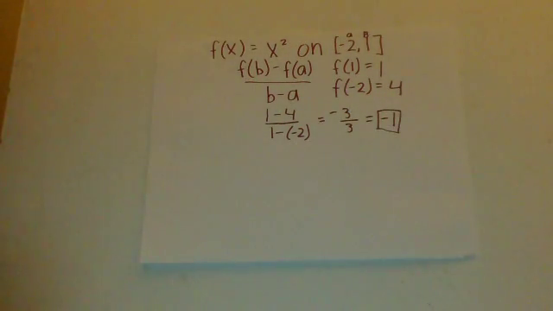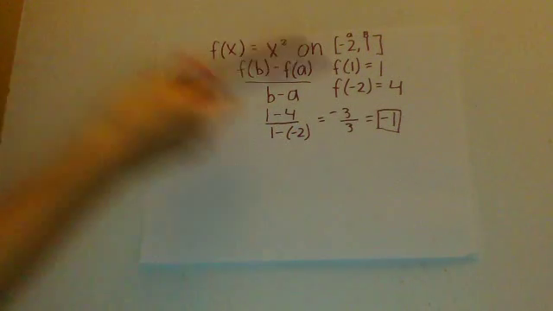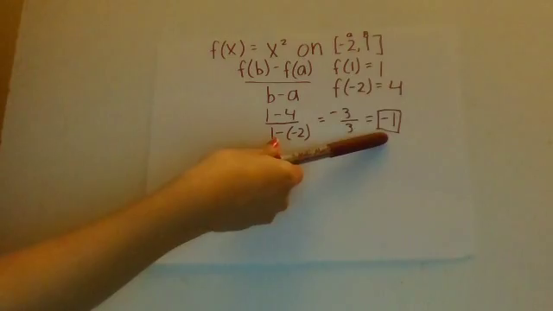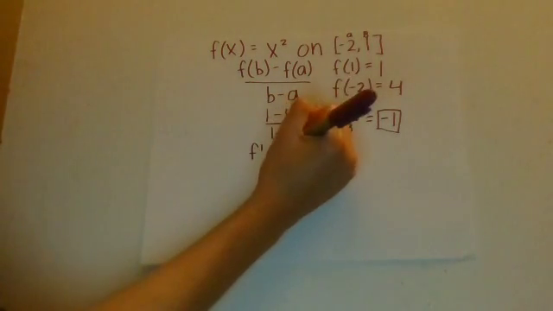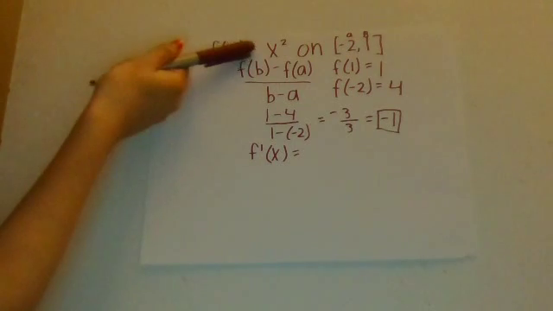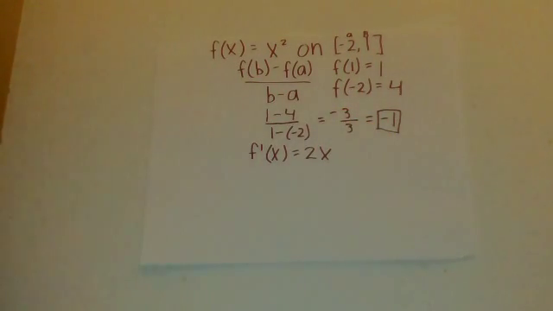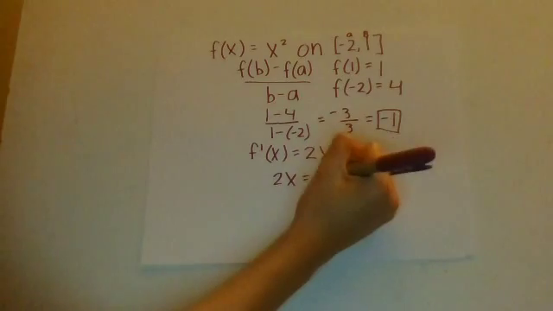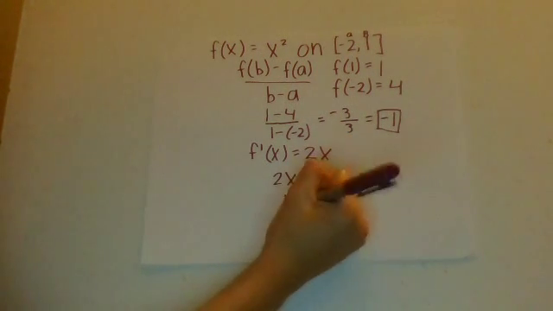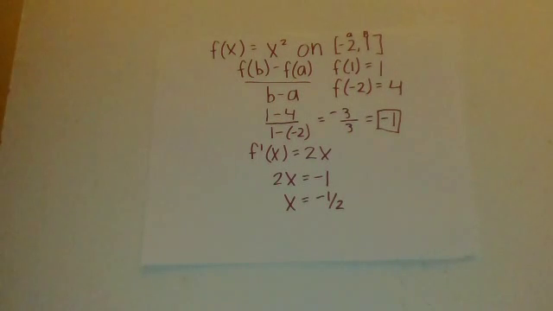So now what you have to do is take the derivative of the original equation and set that equal to -1. So f prime of x should be 2x. And now you set 2x equal to -1. Solve for x, and you should get -1/2.